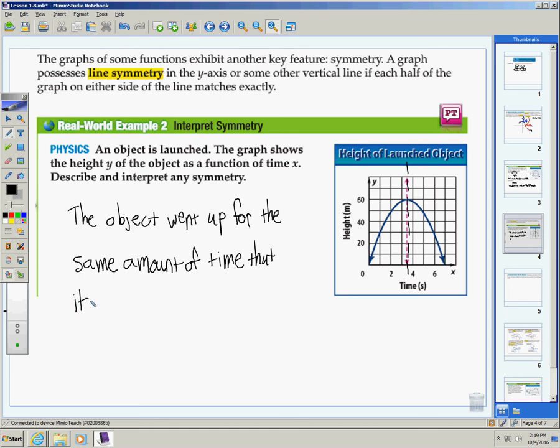So basically what the symmetry can help us identify is if the exact same thing is happening on either side of it. So here we know what that means. We can also say the object was at its highest point at about 3.5 seconds, something like that. Okay, symmetry can help us in those ways.